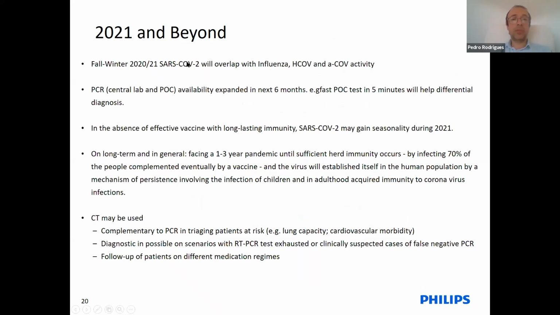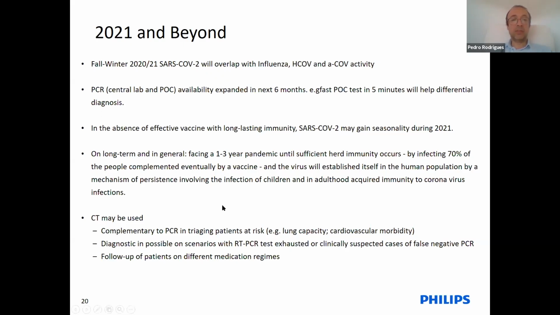One thing that will help is that PCR availability will be expanded over the next 6 months, which definitely will help. And this is important because, in the absence of an effective vaccine that provides long-lasting immunity, this virus might gain seasonality during 2021 and might become endemic, so that it gets established in the human population. So it will be something that will not go away.